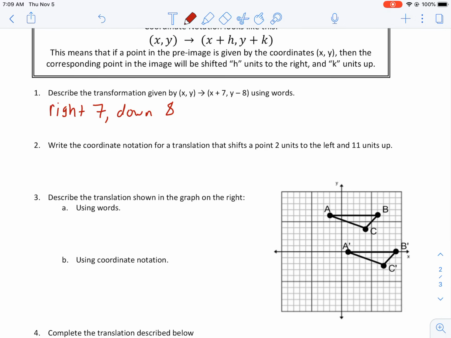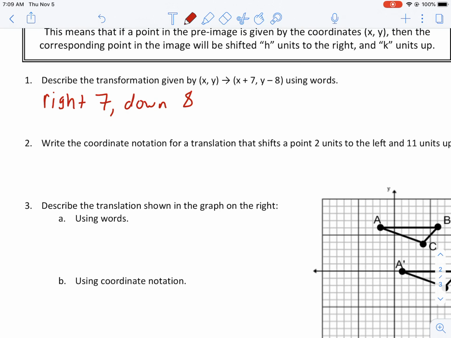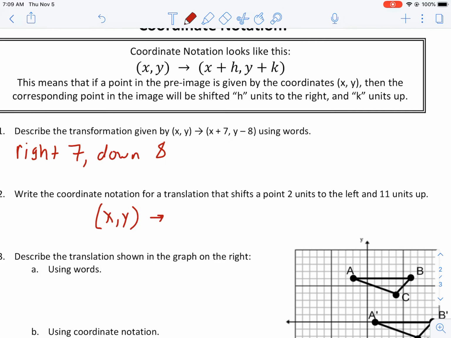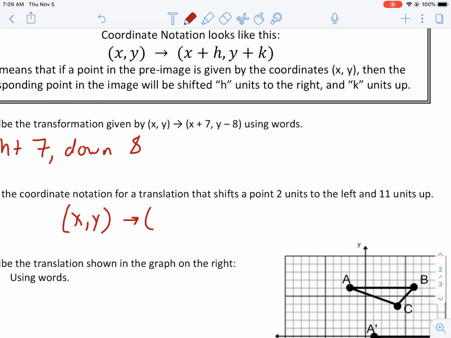Write the coordinate notation for a translation that shifts a point 2 units to the left and 11 units up. Okay, so we've got our x comma y. All right, and when it says coordinate notation, it's just talking about like this. So you always start with your x comma y, because that's your original point, and then it changes how? So 2 units to the left, so x is going to the left, so it's x minus 2, and 11 units up, so that'd be y plus 11.